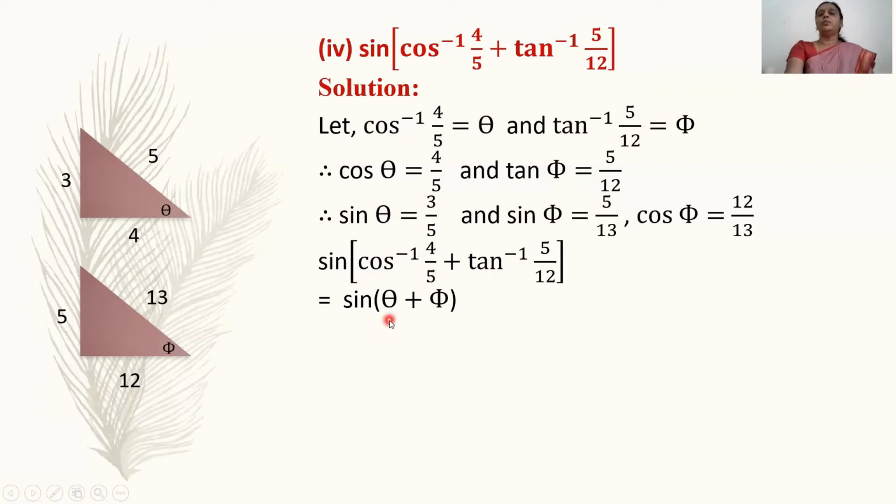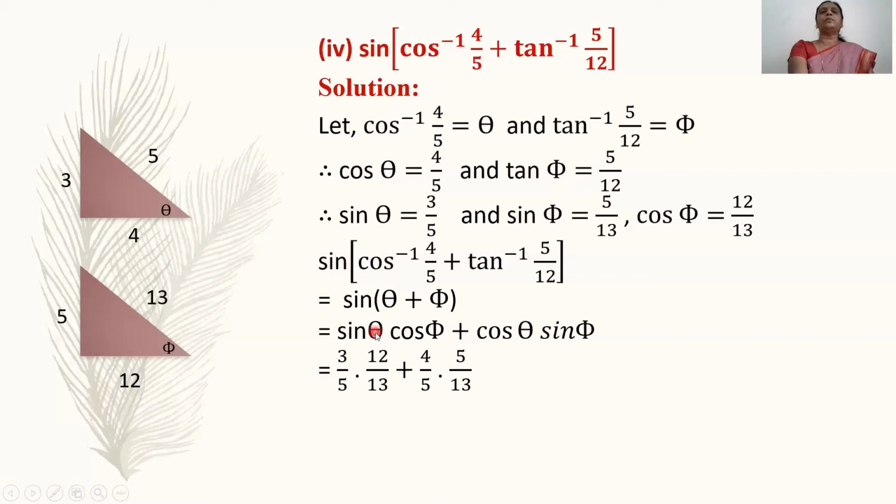Now use the formula of sin a plus b. What is the formula for sin a plus b? That is sin a cos b plus cos a sin b. Instead of a, here is theta. Instead of b, here is phi. Therefore, sin theta plus phi will be sin theta cos phi plus cos theta sin phi.